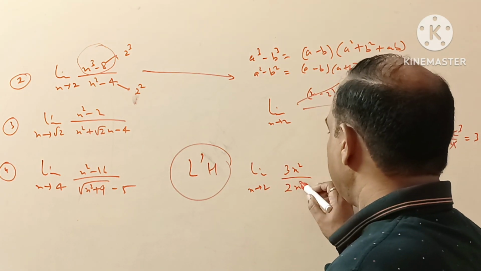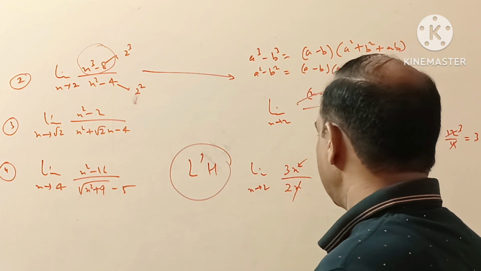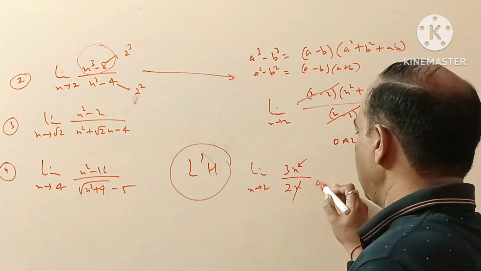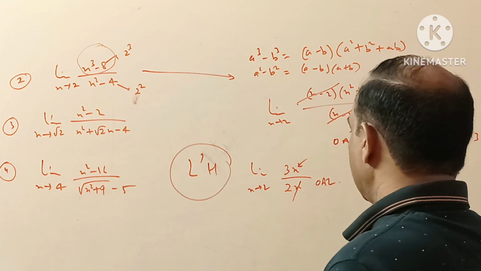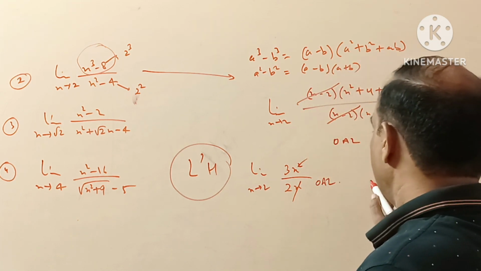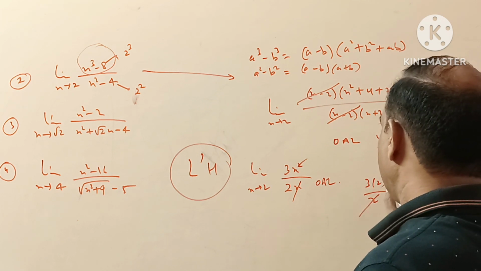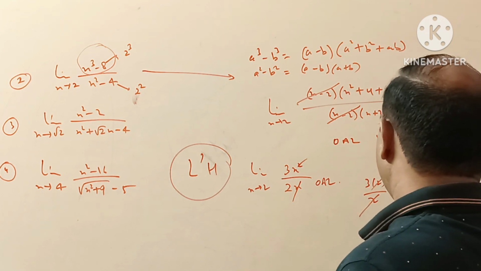Now this x will cancel out this x. You will be left with 3x over 2. Now simply apply the limit, and here the limit is 2. Write it as 3 times 2 over 2. This 2 will cancel out 2 and you will be left with 3.